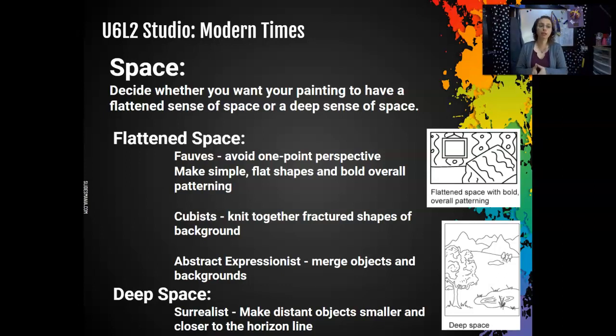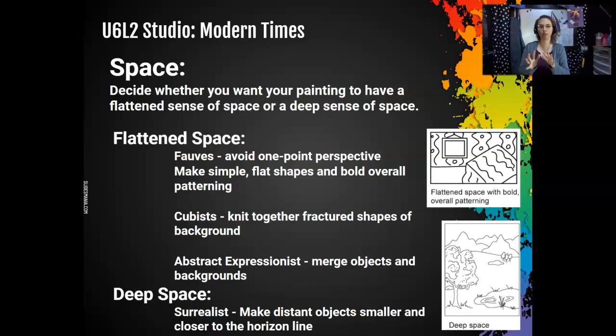Okay. The Cubists would take their space and with their geometric fragmented objects, they would position them in a way that they were blending into, or as the OLS likes to say, knitting together the fractured shapes of the object into the background. And that flattens that composition a lot.